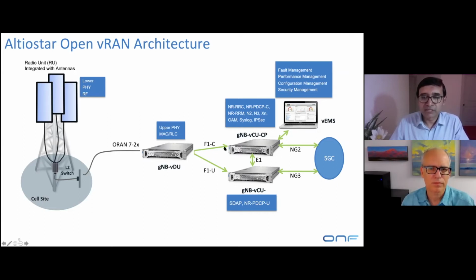So we have the F1C interface, the F1U interface from DU to CU/UP, and then the NG2, NG3 interfaces towards 5GC. And then from DU to radio, we have the ORAN 7-2X interface. And with this architecture, we are supporting macros, as I said, small cells, and even massive MIMO deployments.